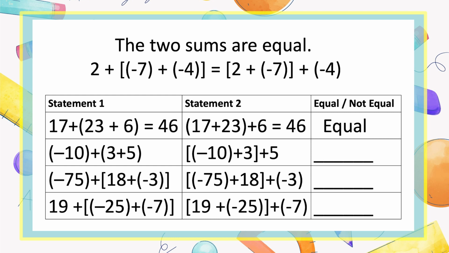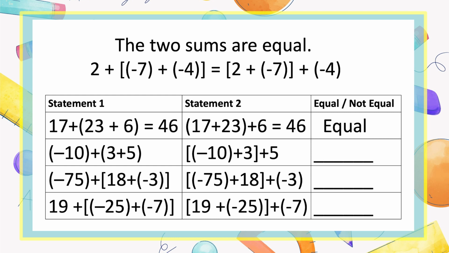Here you have two statements, statement 1 and statement 2, and you have to calculate and find out whether the two statements are equal or not equal. The first one is done for you. The first says 17 + (23 + 6). Here 23 and 6 are grouped, you get 46. In the second statement, 17 and 23 are grouped, you again get 46. So, statement 1 and statement 2 are equal, so the result is equal.